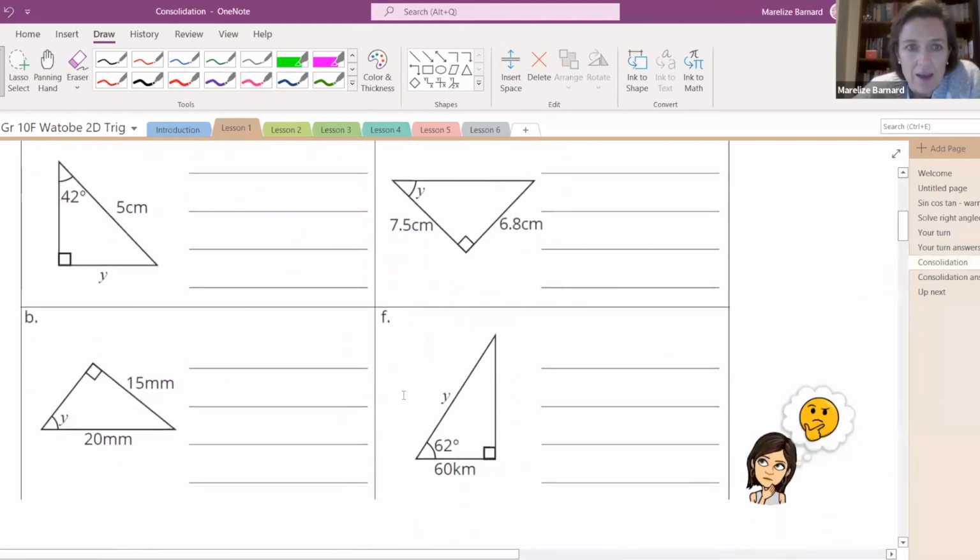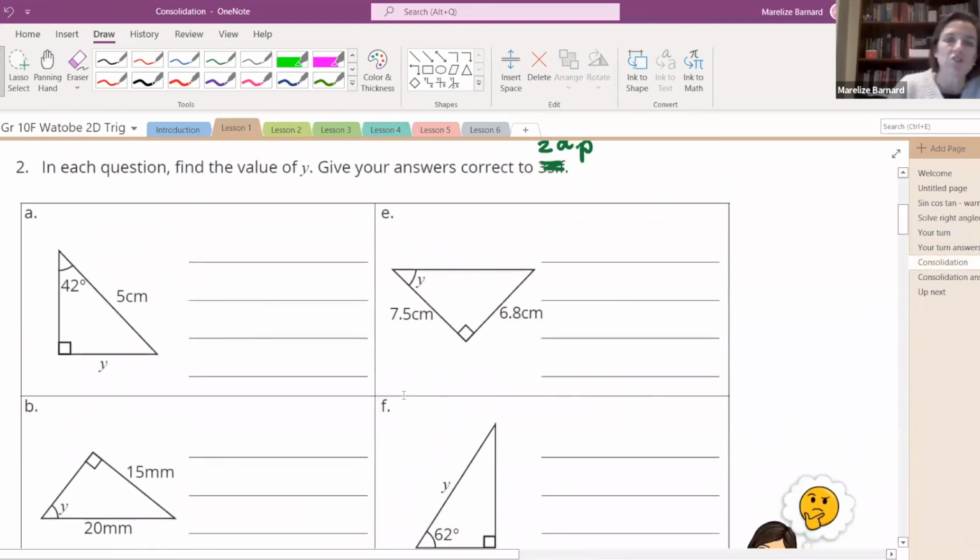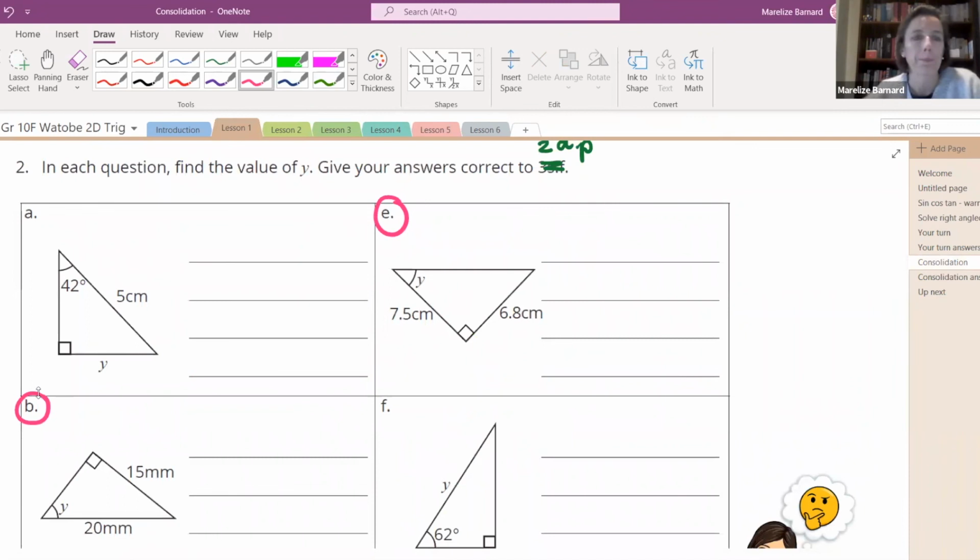Okay. Let's go here. We're going to do question E and question B. There we go. Thanks, Mr. Lucky. So soh, cah, toa: opposite hypotenuse, adjacent hypotenuse, opposite adjacent. Okay. 2 minutes. Let's do question B and question E. 2 decimal places rounding. Okay, and we'll check back at 17:48.